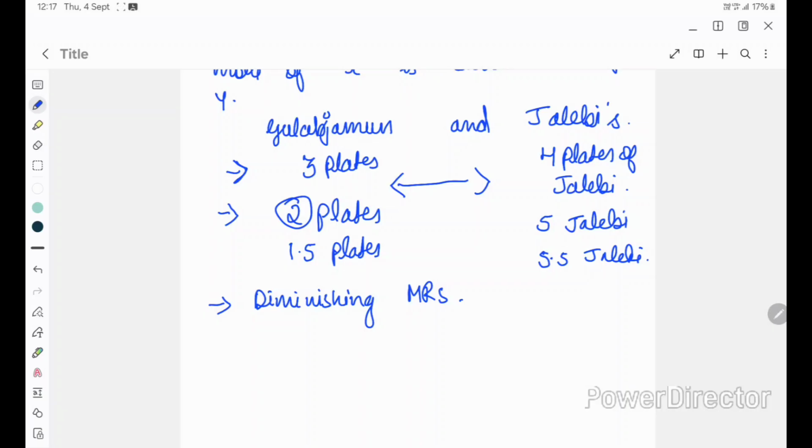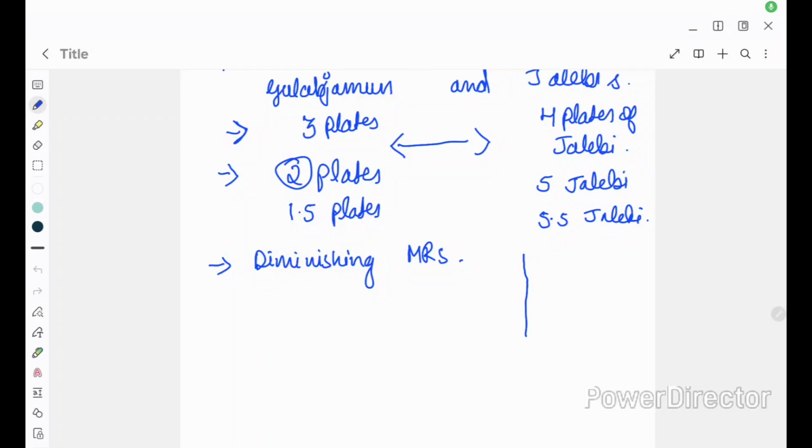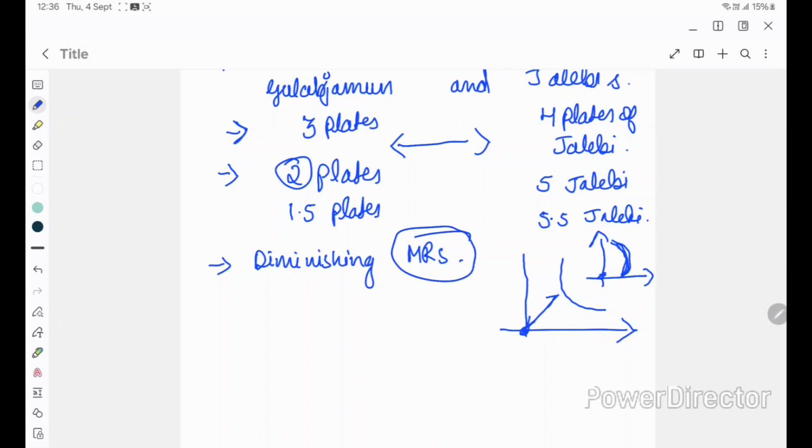Now let's go to the third property. The second property says that indifference curves are convex to the origin and not concave to the origin. This is the origin, so they are convex toward the origin and not concave towards the origin. Why is that? This is because of the diminishing marginal rate of substitution, that when you are substituting one good for another, the higher the amount of one good you substitute, the lesser you would want to substitute the other good for that particular good.